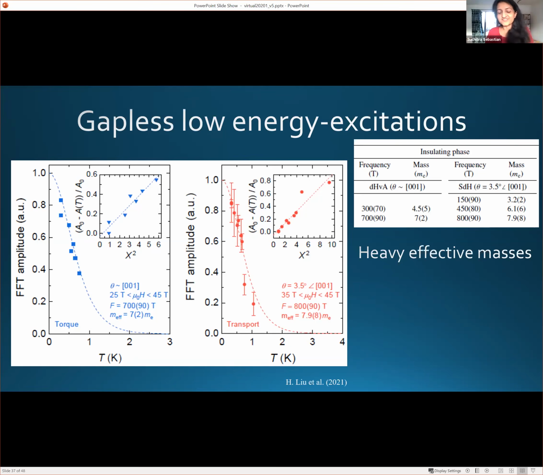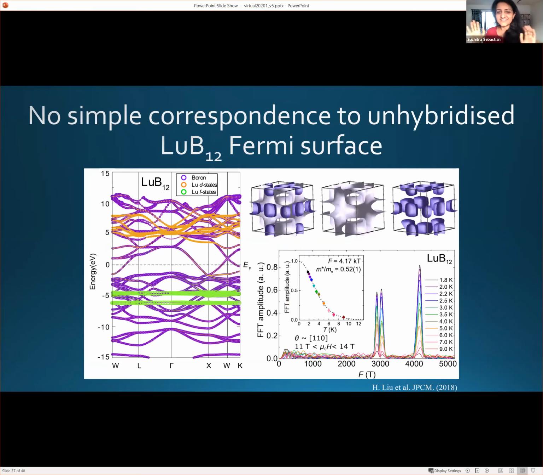Then we try to do the same thing we did before, and we said, okay, let's look at unhybridized lutetium-boron-12 and see if there's a correspondence. Sadly, we don't have the same nice comparison we can make in this case. So we went and measured single crystals of lutetium-boron-12 to make this comparison.